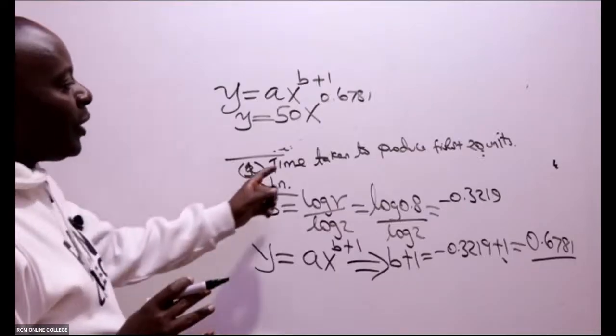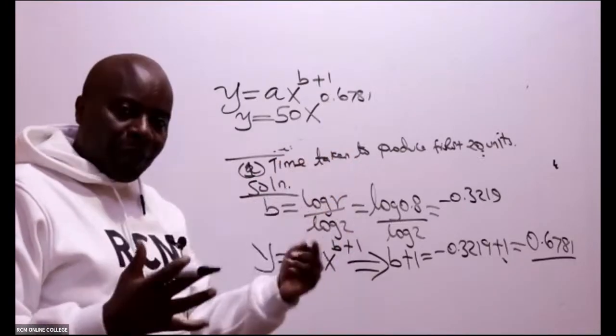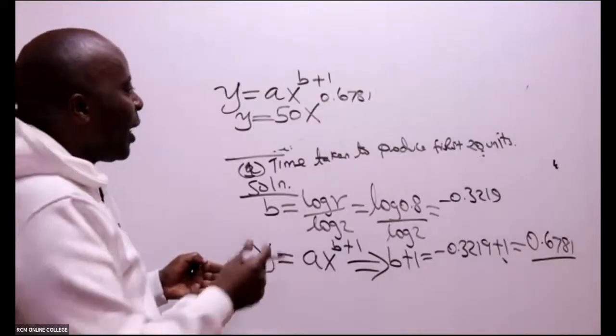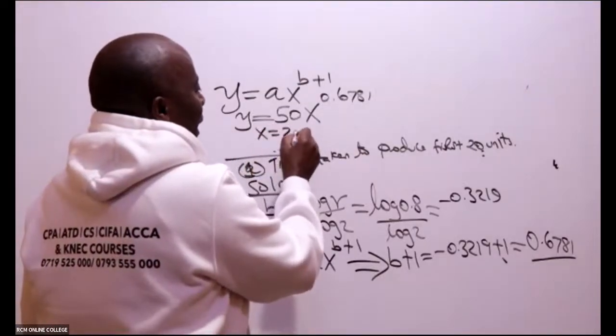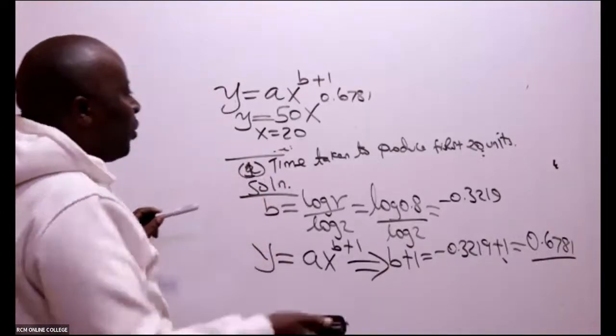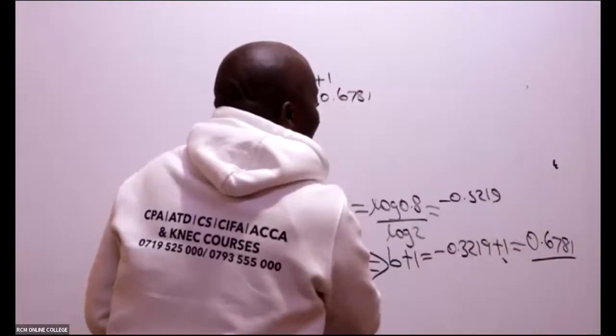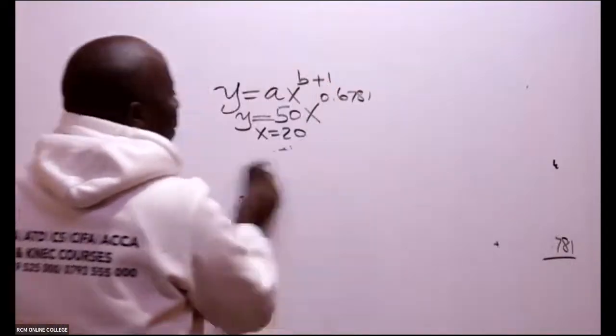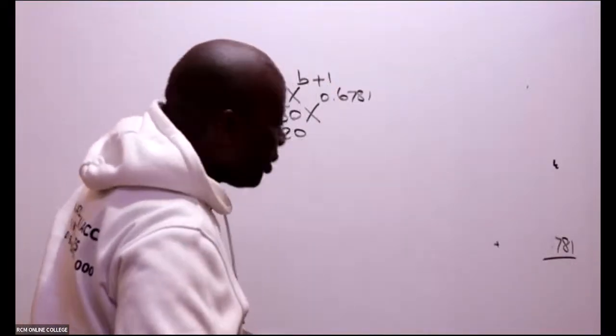And remember, they want us to give them the time taken to produce the first 20 units. So that means what here? X is 20. And if X is 20, then I will be able to give you the value of Y.